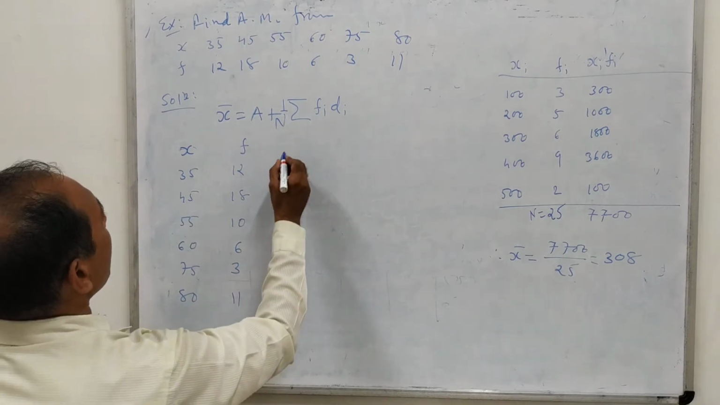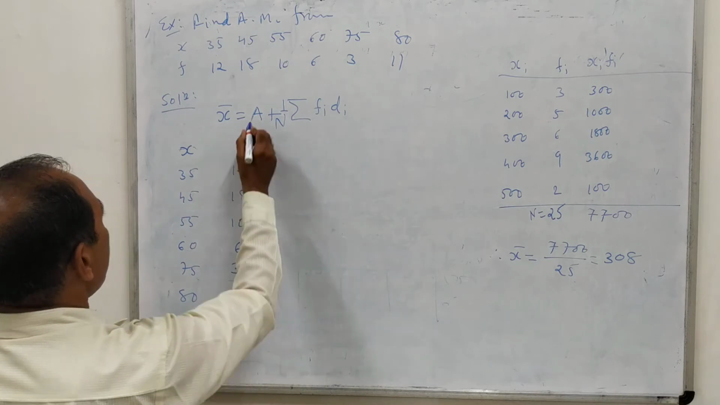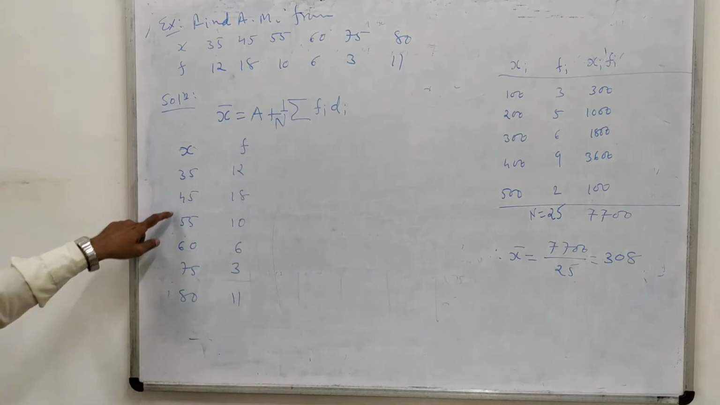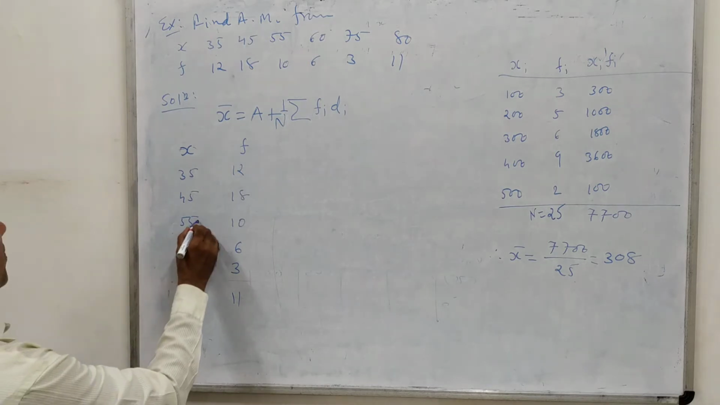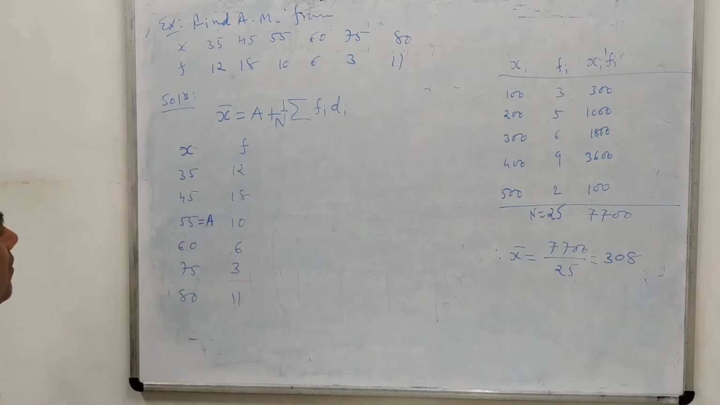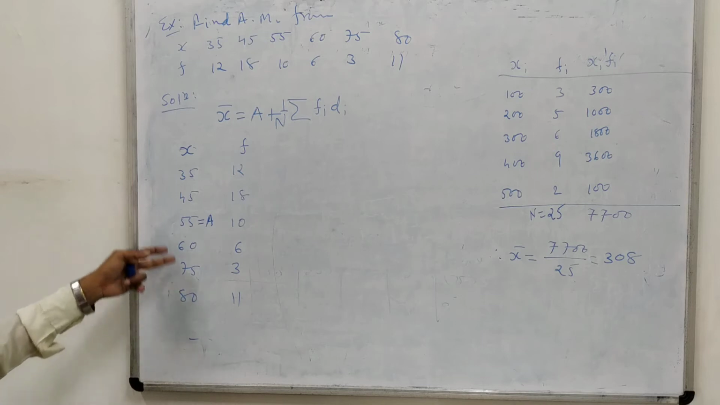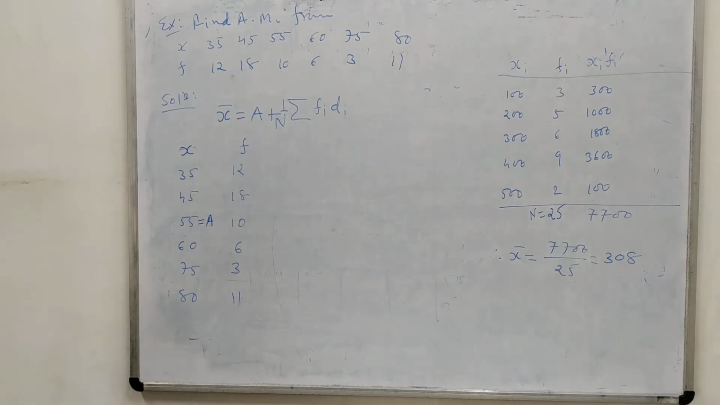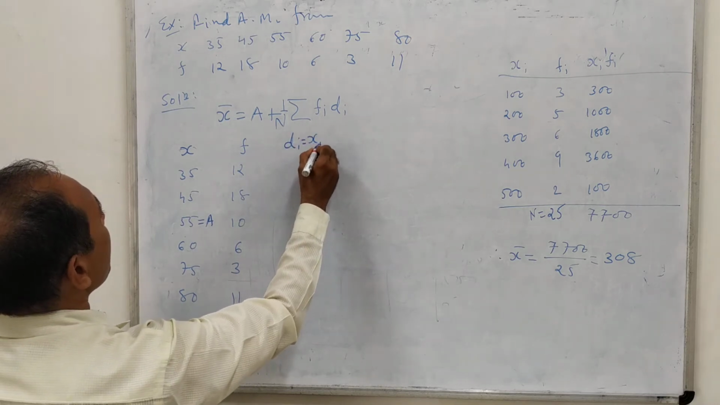And then we require the value of capital A. Capital A, we can assume any one value, but mostly we prefer to assume the central value as A. You can also assume this as A, this as A, or this as A, but the central value is very useful, because some numbers will become negative and some numbers will become positive. So after addition we will get a smaller number. Then we have di equal to xi minus A.